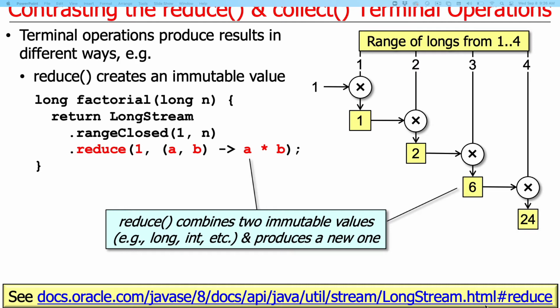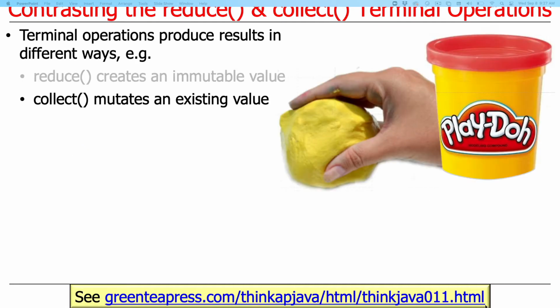So 1 times 1 yields 1. Next element, 2. 2 times 1 yields 2. Next value, 3. 3 times 2 is 6. Next value, 4. 4 times 6 is 24. So you can see we just walk through there, and that's what the reduction of that range will yield as the result. In a sequential program, it works like that.